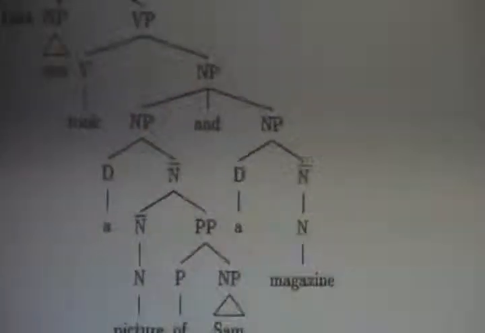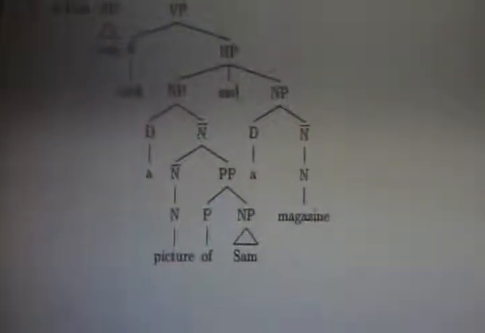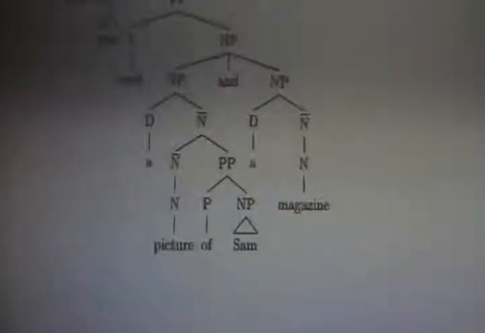One way of parsing that sentence would be this way. So, you took, what'd you take? A picture of Sam and a magazine. This is the "take" that doesn't mean this, but means this.